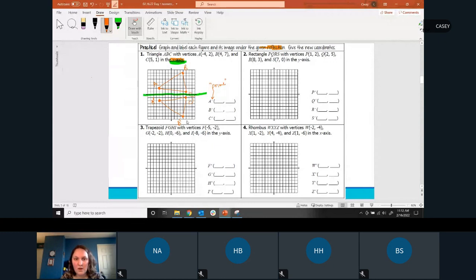So now to answer the question, we just have to fill in the coordinates of A prime, B prime, C prime. So A prime is at -4, -2, because that's the coordinate of this point right here. B prime is at 4, -7. And C prime is at 5, -1.